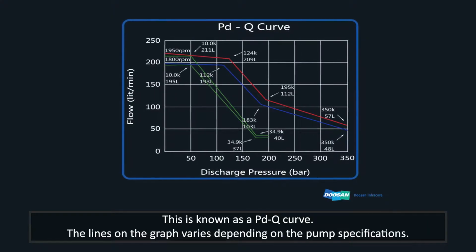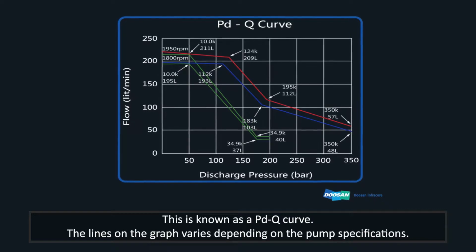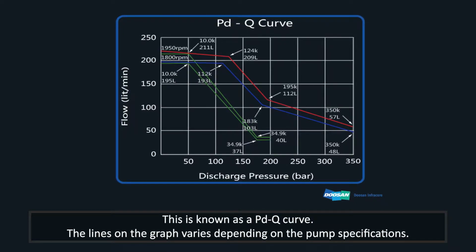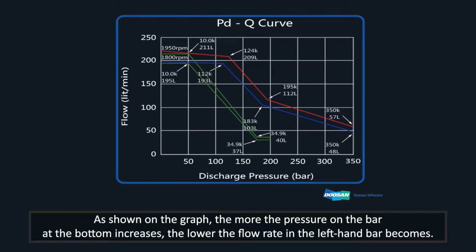This is known as a PDQ curve. The lines on the graph vary depending on the pump specifications. As shown on the graph, the more the pressure on the bar at the bottom increases, the lower the flow rate in the left-hand bar becomes.